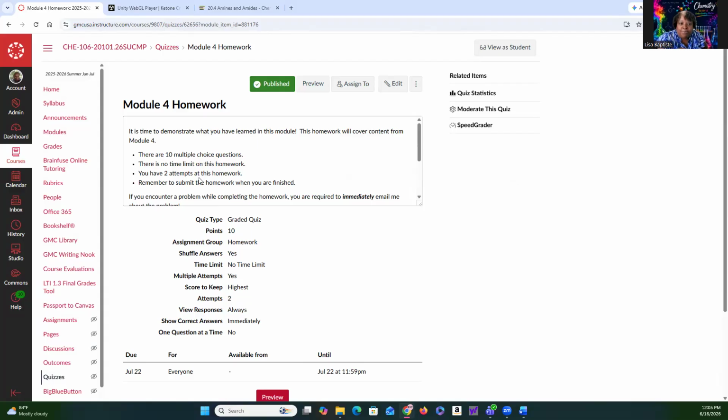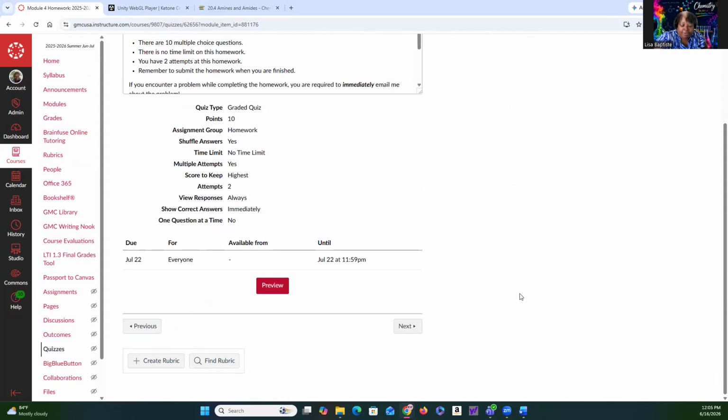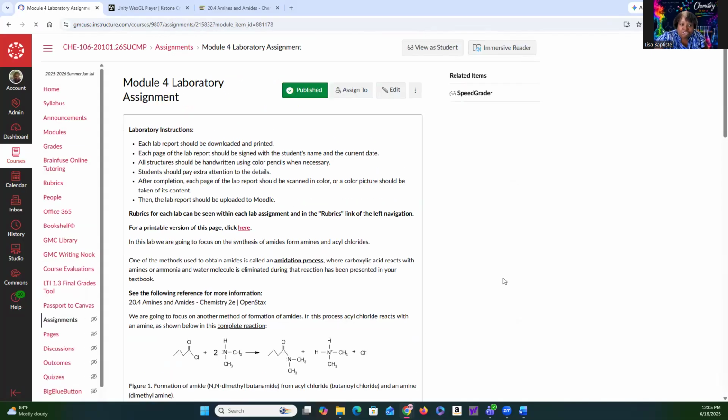The homework questions for modules 1 through 4 are going to give you a good way to study for the midterm exam, so make sure that you fully understand. Also, another thing that is good to study is the labs, because the labs go over the synthesis and also the drawing of the different structures.